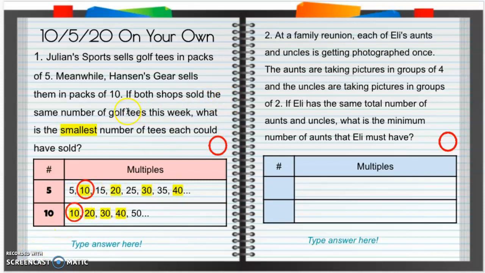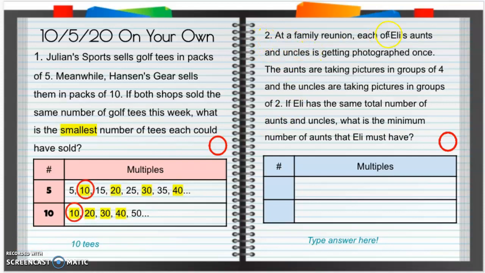But here's the question. If both shops sold the same number of golf tees this week, what is the smallest number of tees each could have sold? They could have sold 10, 20, or 30, but what is the smallest number each could have sold? Well, if they both sold the same number, the smallest number would have been 10 tees. All right, let's take a look at number 2.